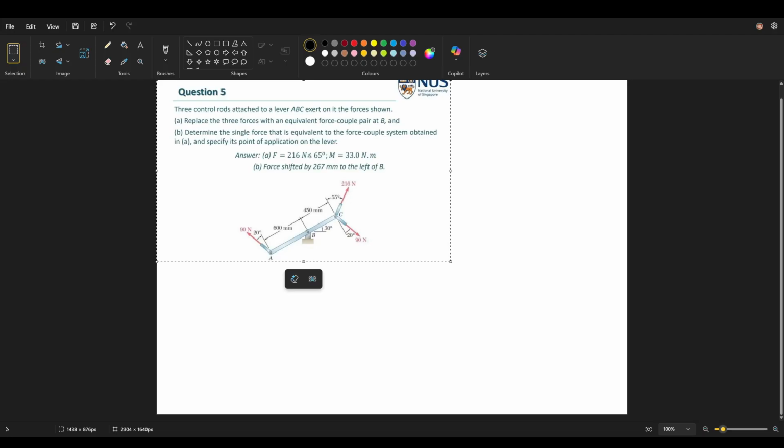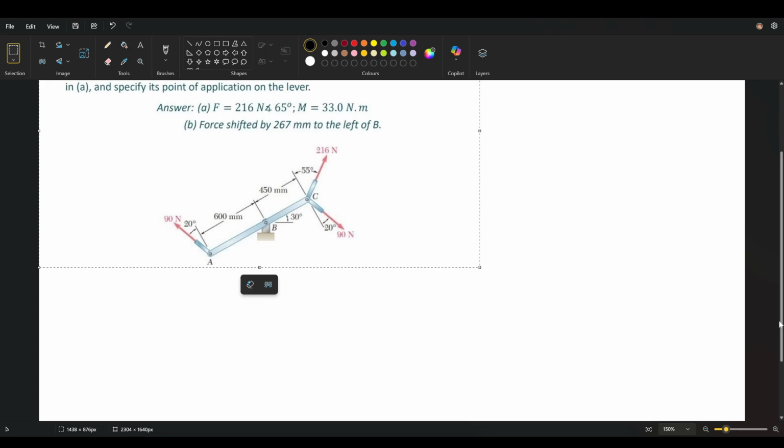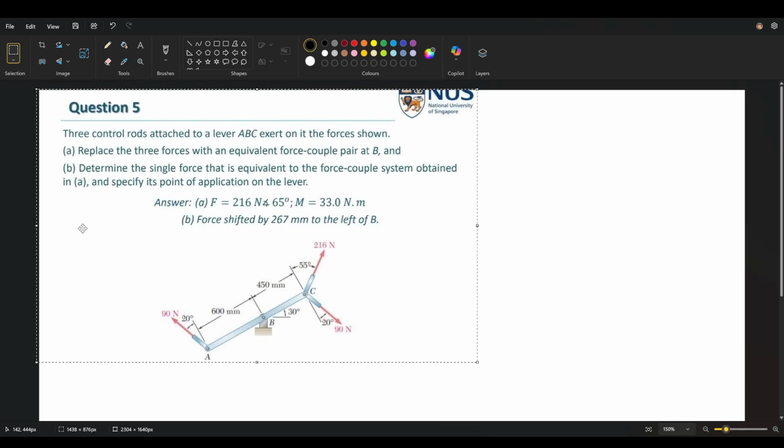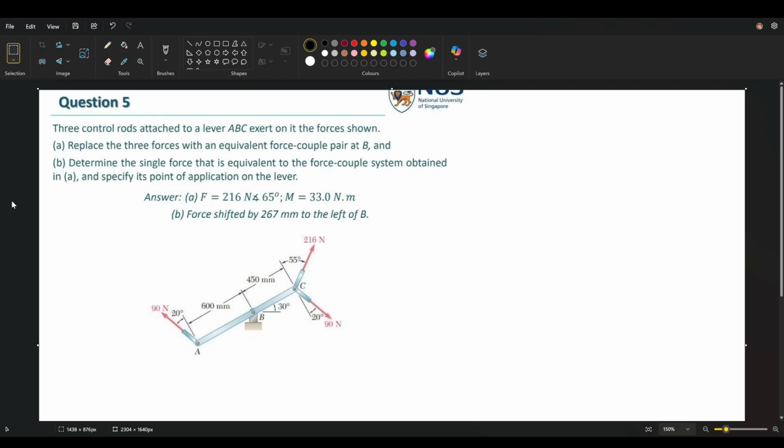Right, folks, question 5. Okay. Can I move this image? Oh yes, I can. Wow. Okay. Look at this free body diagram. Very amazing. Let's just jump straight in.